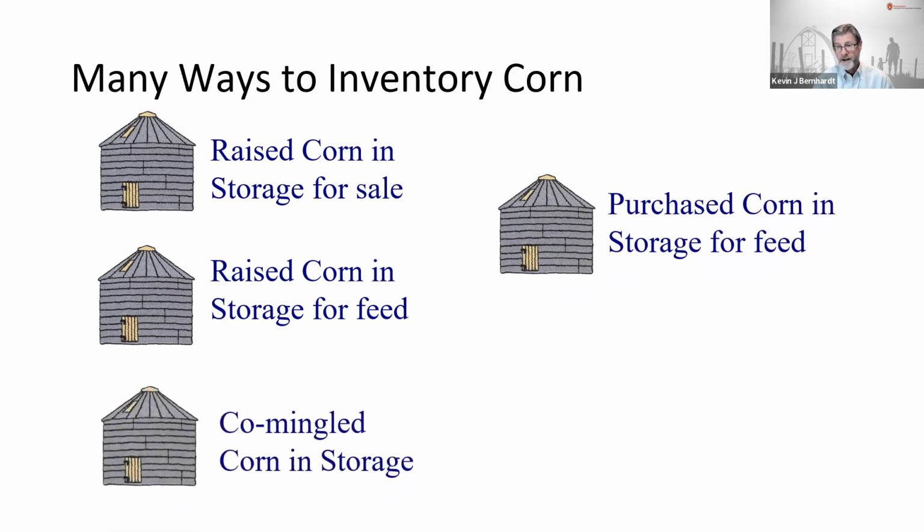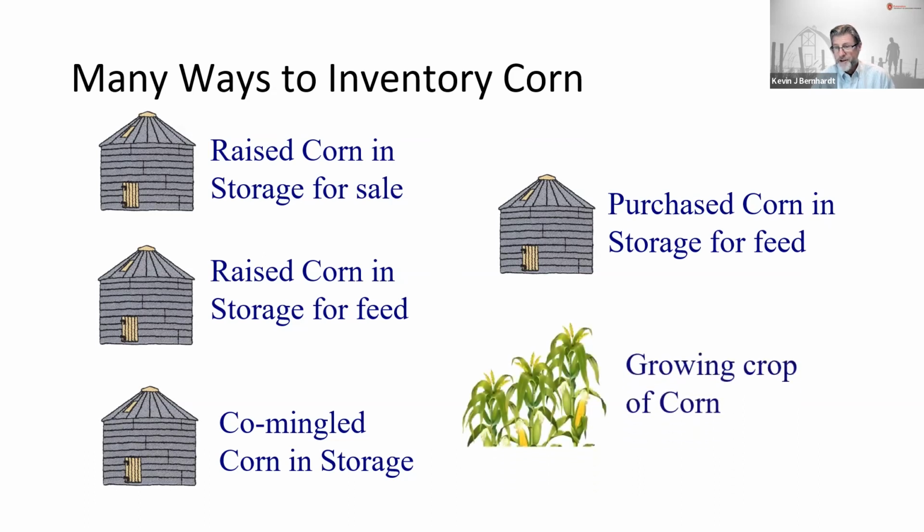We could have corn that's commingled. So we could have raised corn and we could have purchased corn in the same storage bin, or we could have corn that is in the same storage bin where part of it's meant to be sold and part of it's meant to be used for feed. So we have a commingling issue there too that we can wrestle with.